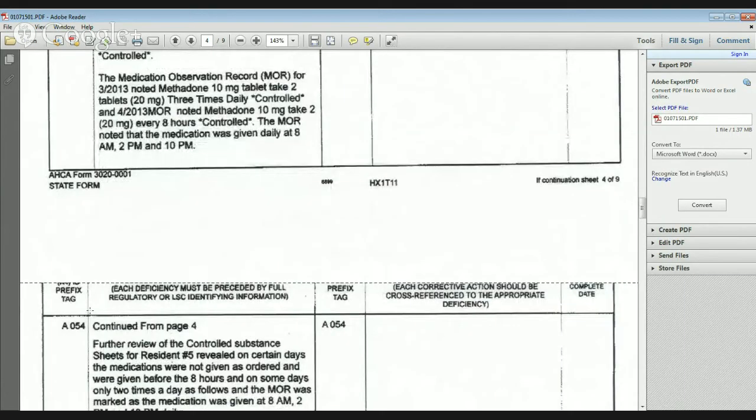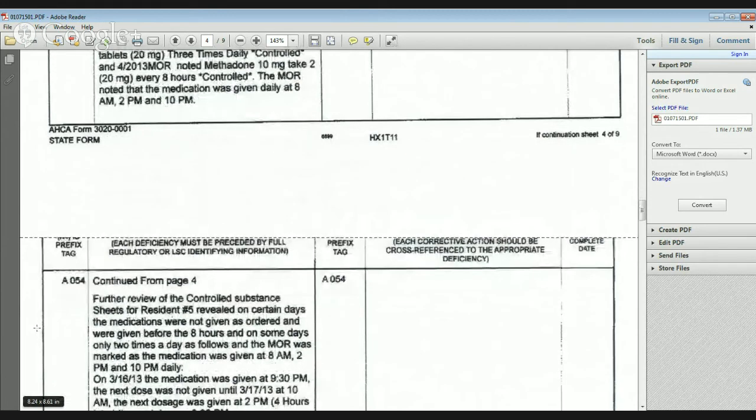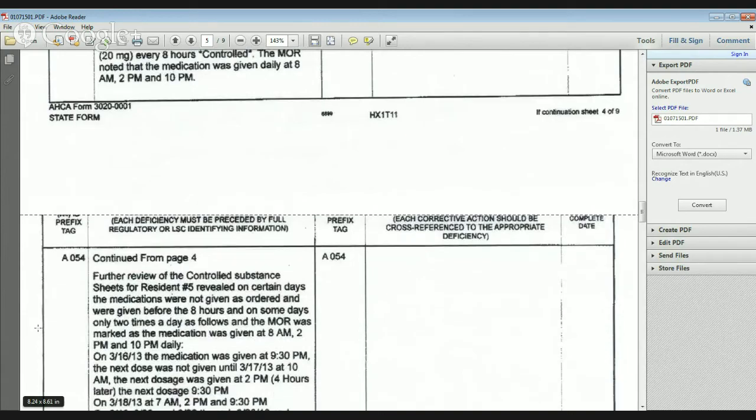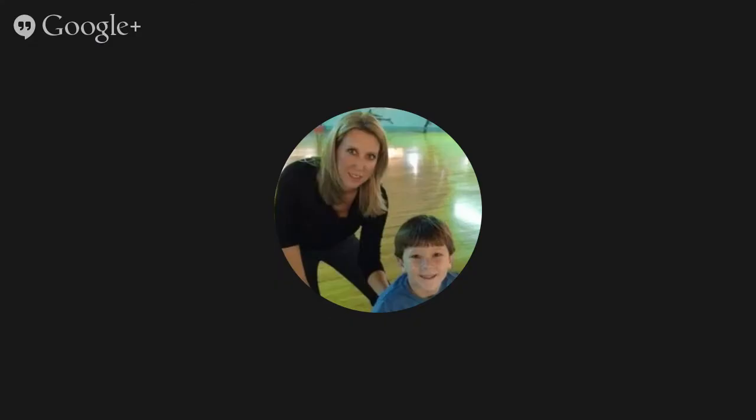Yeah, actually it says here that their MOR noted that the medication was given daily at 8 a.m., 2 p.m., and 10 p.m. So they did have the times. And upon further review of the controlled substance sheets for resident number 5, on certain days the medications were not given as ordered and were given before the 8 hours, and on some days only 2 times a day as follows, and the MOR was marked as the medication was given at 8 a.m., 2 p.m., and 10 p.m. Right, so it sounds like they weren't checking to make sure it was being followed properly. Right. I mean, that's an even bigger mistake. An easier fix, for sure.